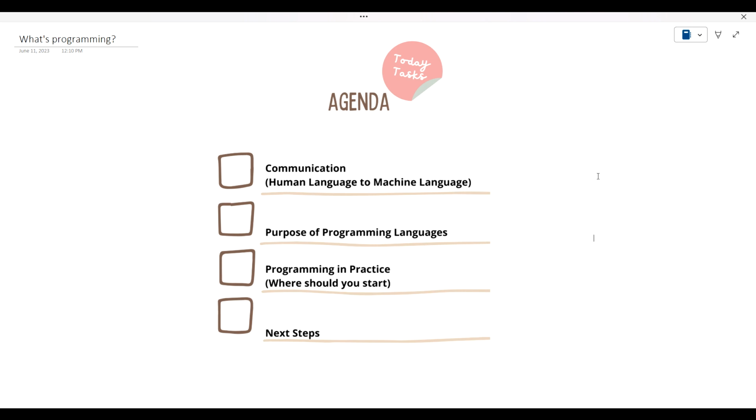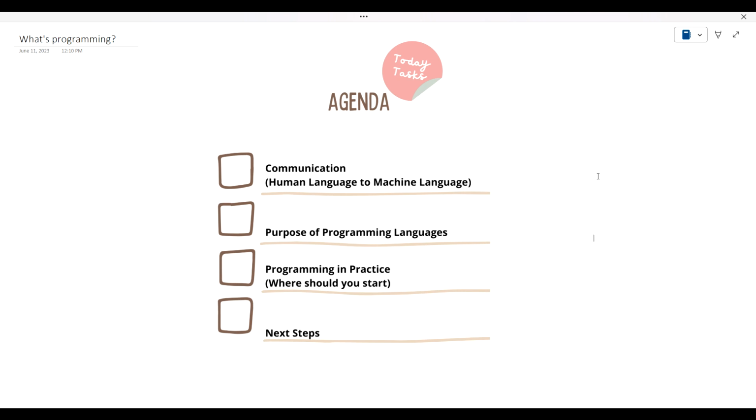So we're gonna go over 4 points. First, communication between human language and machine language. Then the purpose of programming languages. Thirdly, programming in practice. So where should you start when you're new at coding or learning programming? And finally, the next steps.